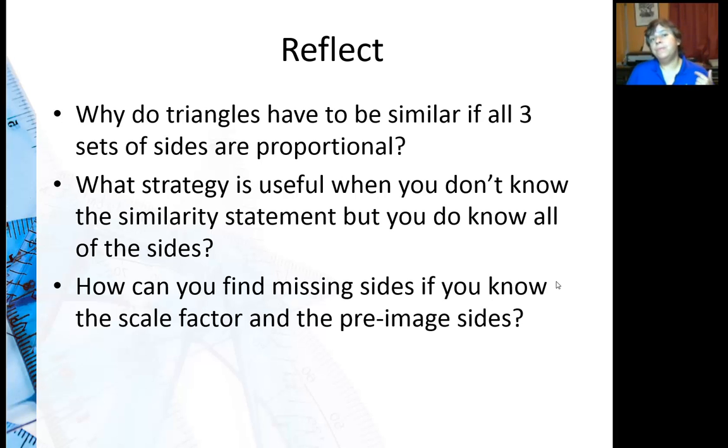And then also for your individual practice problem, how can you find missing sides if you know the scale factor and the pre-image sides? So here's a hint. Take your pre-image sides, multiply them by the scale factor, and they should match with the image sides. Remember, image is equal to scale factor times pre-image. Remember to match up the longest with the longest, the medium with the medium, and the small with the small.